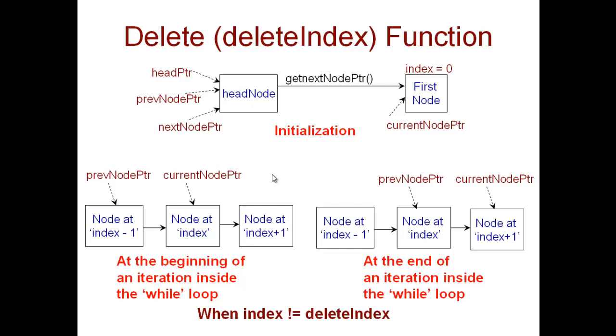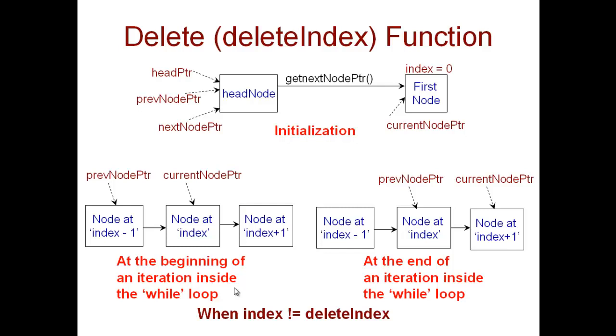Now, as I said, as we traverse the list, we'll use the index to keep track of what node we are currently looking at. When index is not equal to delete index, that means we have not yet reached the node that we want to delete. This is how the pointers will be looking. The current node pointer will be pointing to the node at which you're looking, the node corresponding to the index. The previous node pointer will be pointing to the node previous to the current node, which is considered to be at index minus 1. Then the node following the current node will be considered to be at index plus 1. So this is how the pointers will be pointing at the beginning of a loop as you traverse the list.